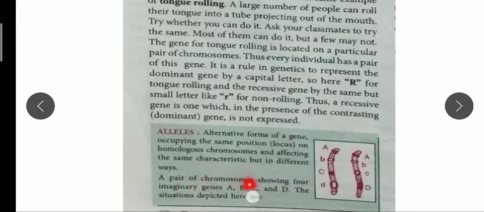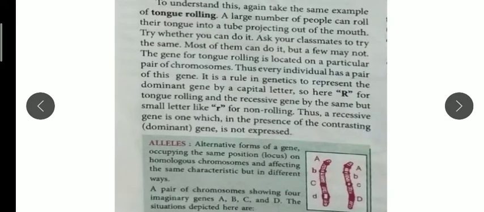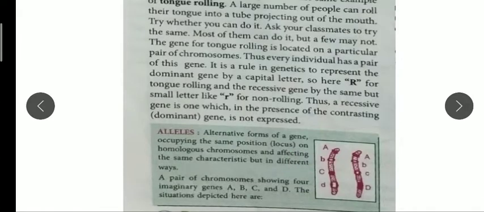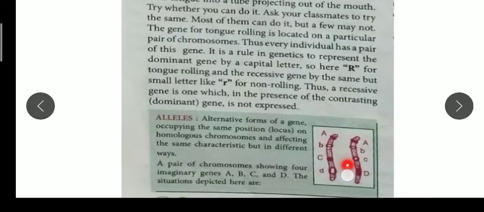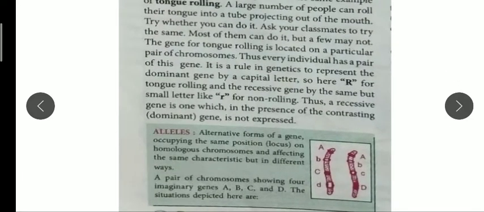A pair of chromosomes showing four imaginary genes. So A, B, C, D, these are the imaginary genes you can see. It is a chromosome segment, and you can see both alleles there. These A, B, C, D are the alternate forms that exist in a pair, and they are placed at the same locus or location. So the same position, A, B, same position is there.